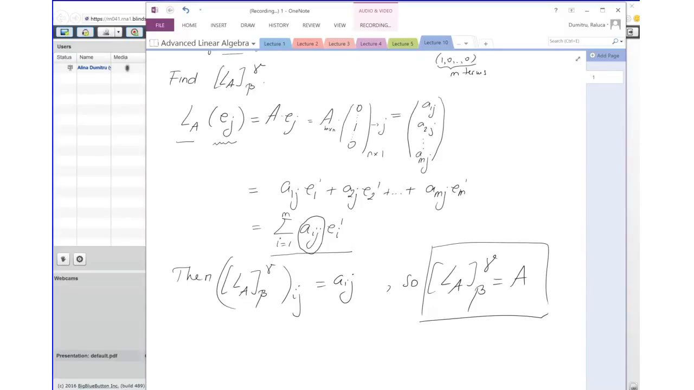So we took a matrix, we associated to it a linear transformation, whose matrix turns out to be the original one. So the association is going back and forth, let's say.